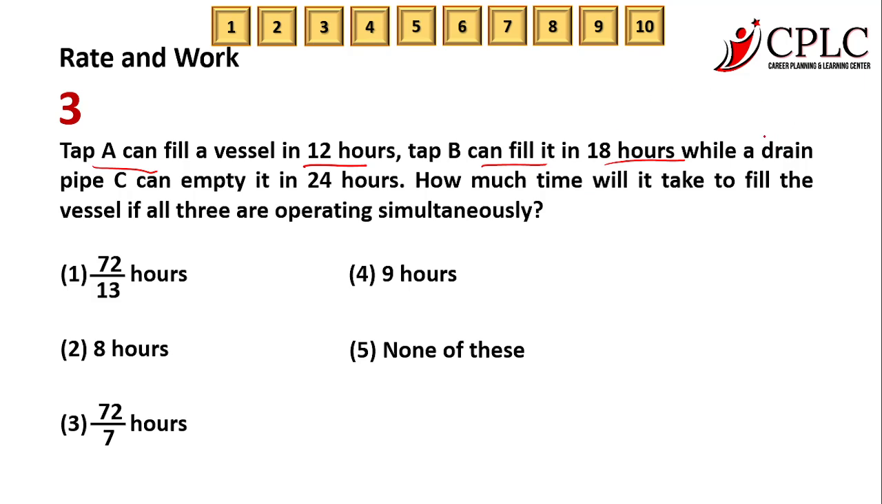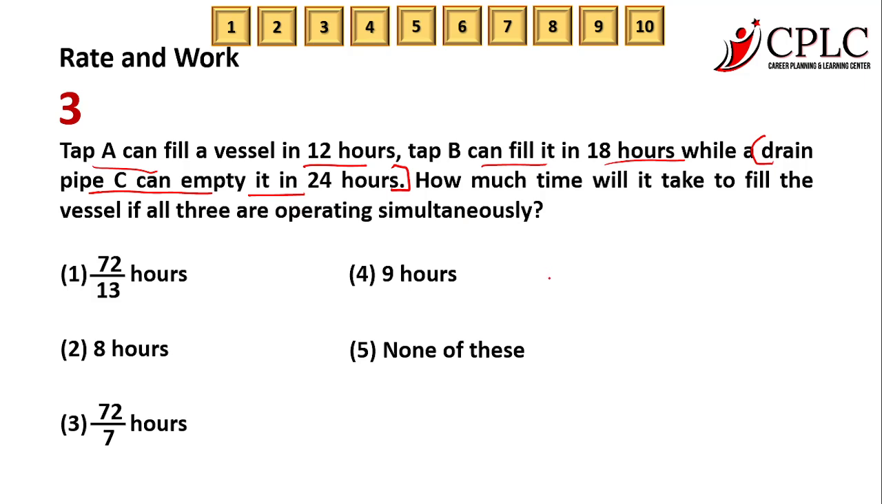The only new thing that you have to understand is the concept of a drain pipe. So try and understand that taps A and B are filling the vessel, whereas tap C is draining the vessel, it is emptying the vessel. So whatever calculations are related to the drain pipe, we are supposed to take them as negative.